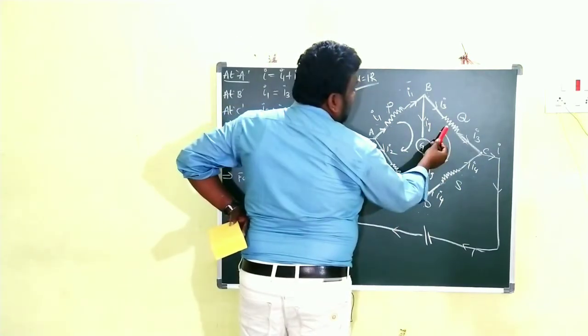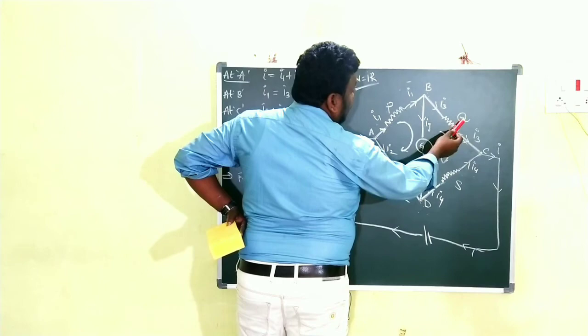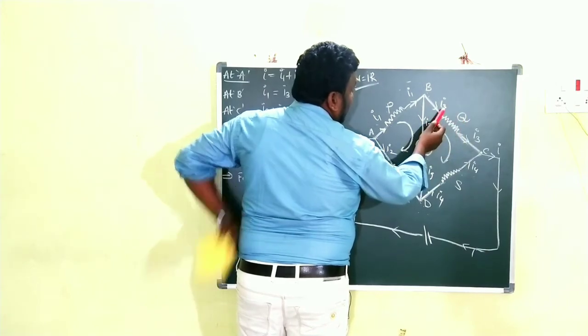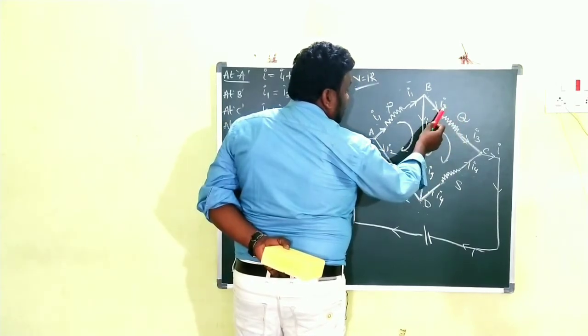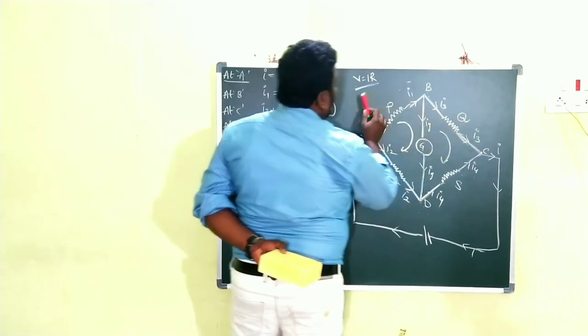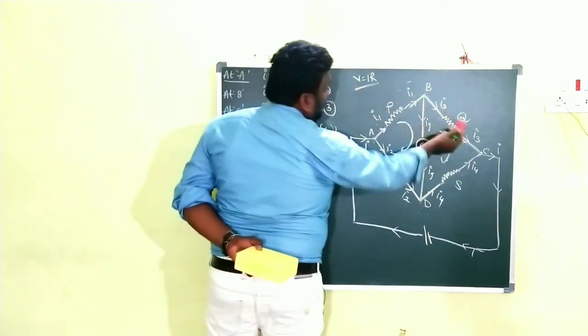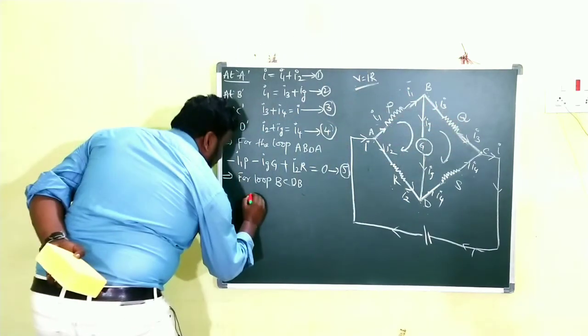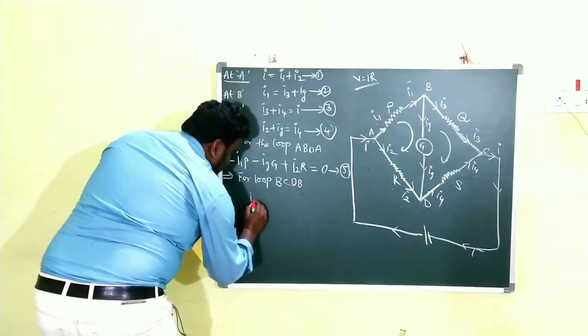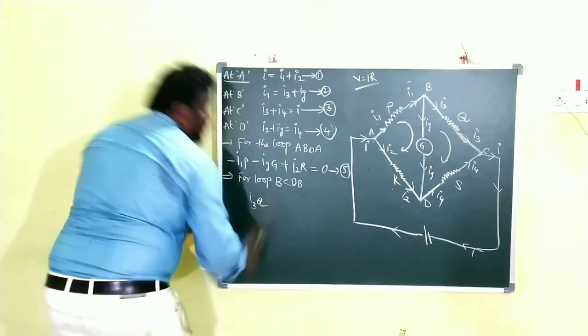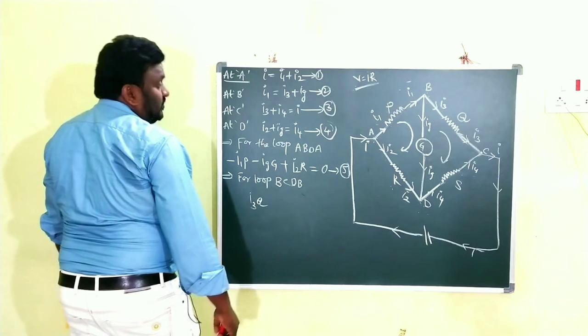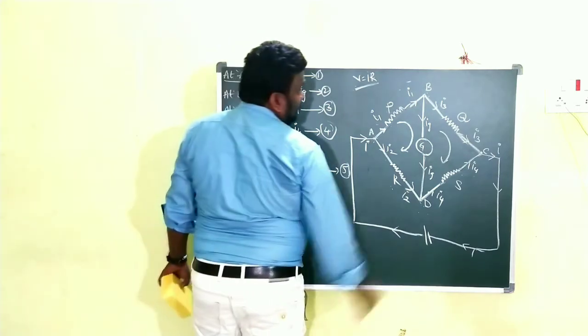Here this is the resistor of resistance Q, and the current is I3. I3 is the current, Q is the resistance. Then the potential, according to this, is I3 into Q. So we are adding I3 into Q. Children, clear? I3 into Q.